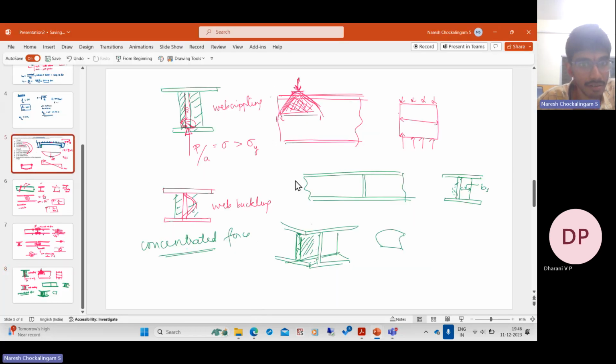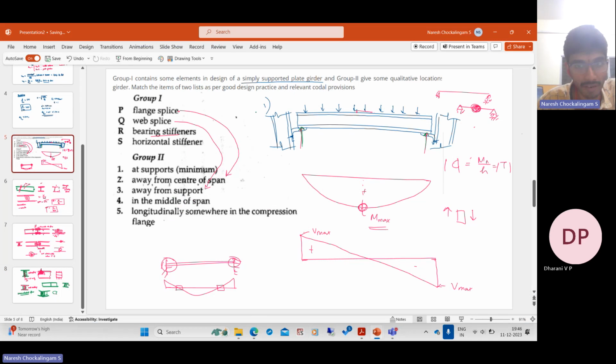Again, bearing stiffeners are provided to stiffen the web against web crippling or web buckling. Where should you provide them? Wherever you have concentrated force. Where do you have concentrated force here? At the supports. Yes, so you need to provide them at these supports. The last thing is horizontal stiffeners. Bearing stiffeners are vertical stiffeners, provided like this. Horizontal stiffeners are horizontal, like this.